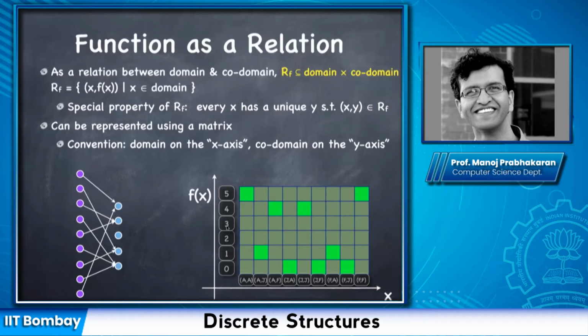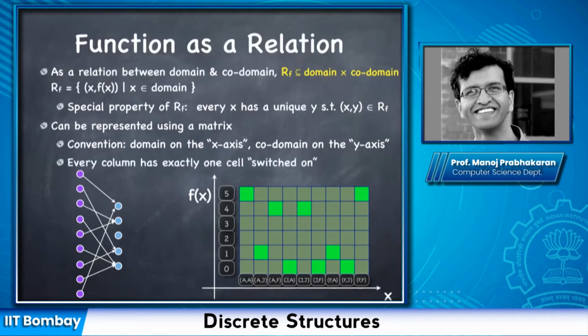This convention would match how you would plot a function, right? You think of, for every value x, you plot in the y-axis its function value. Okay, so here Alice is mapped to 5, Jabberwock is mapped to 4, and so forth. So there's the function we had in the previous slide.